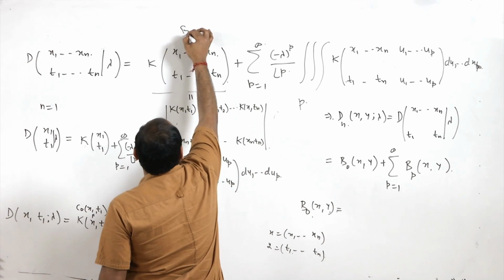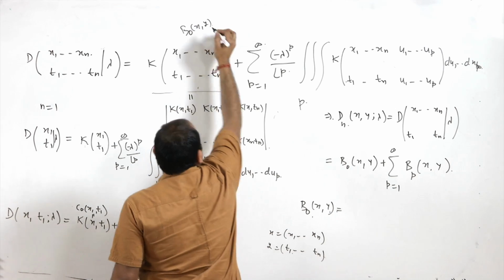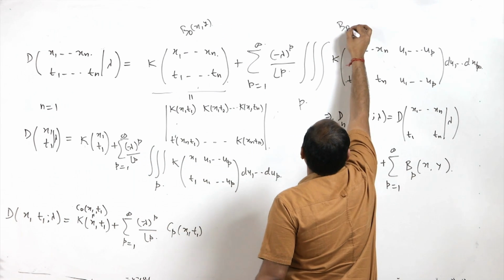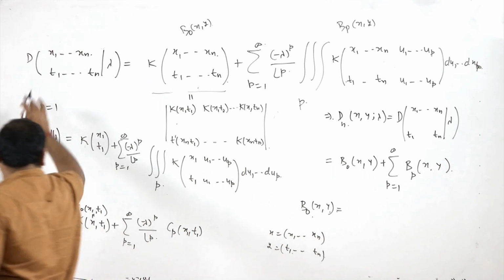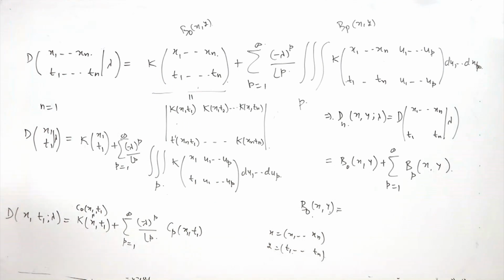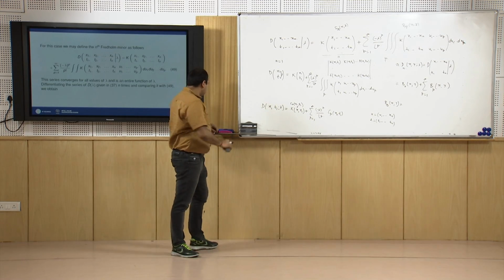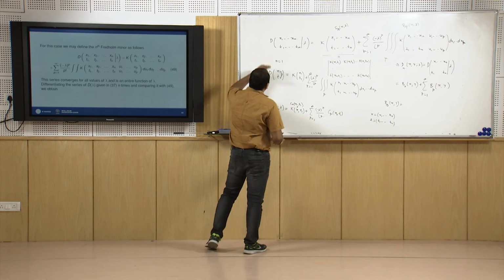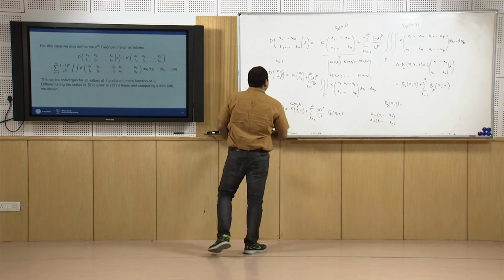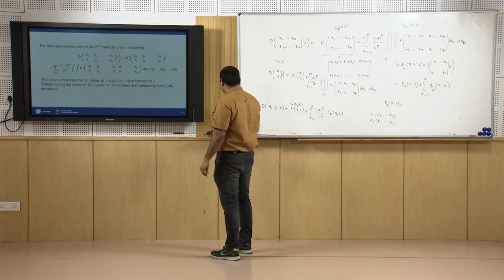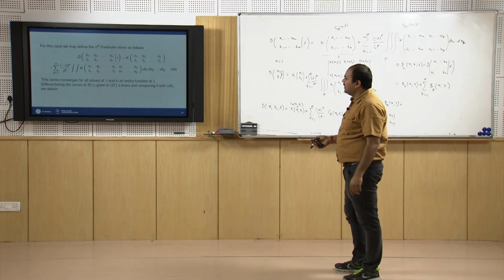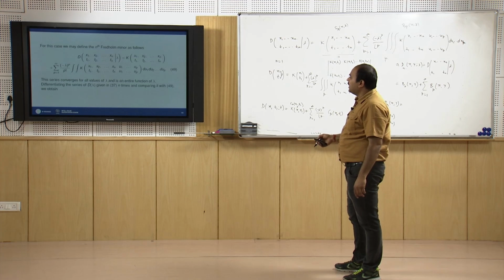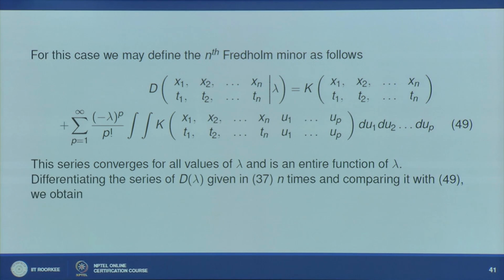So this you can call B naught x y and this you can call your B p of x y. If you define it like this, then this is nothing but a generalization of the first Fredholm minor. We try to show that this is going to give you the solution of the homogeneous Fredholm equation. So here let us relate this nth Fredholm minor with the derivative of the Fredholm determinant, that is D lambda.